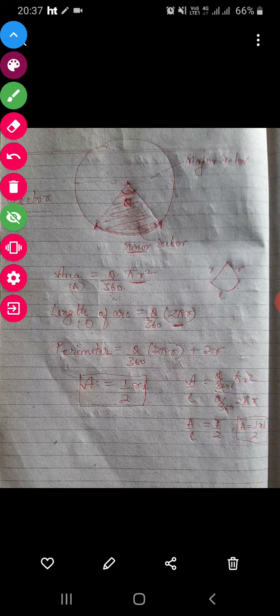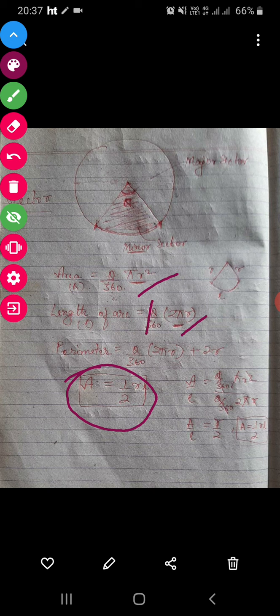Now class, finally the relation between area and the length of the arc. For that, this is the relation. If we know length of the arc and the radius, we can directly get the area. Similarly, if we know the area and the radius, then we can get the length of the arc. So this relation, how have I formed? Simply I have divided this by this.